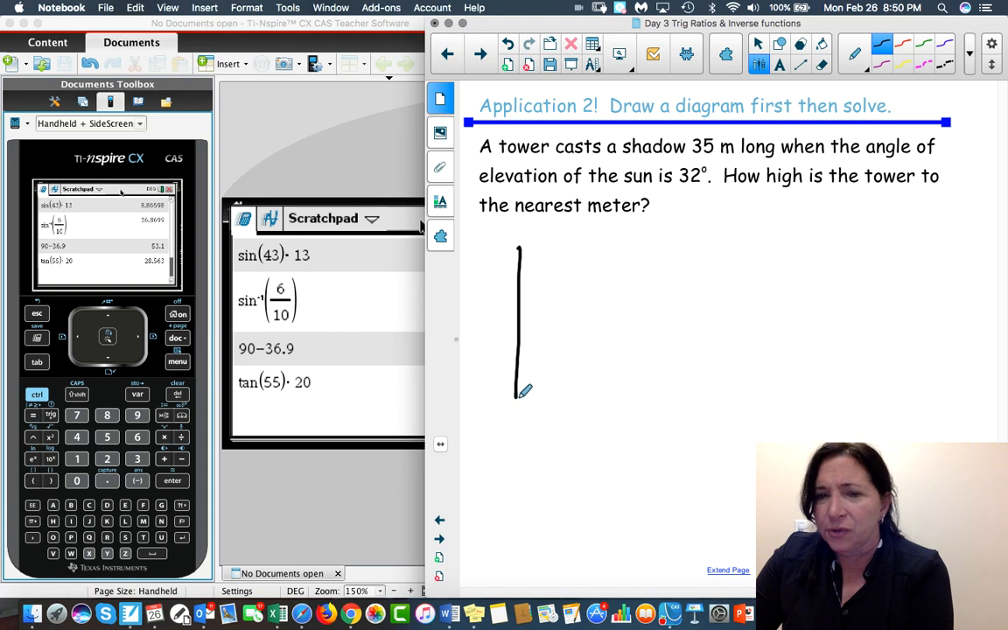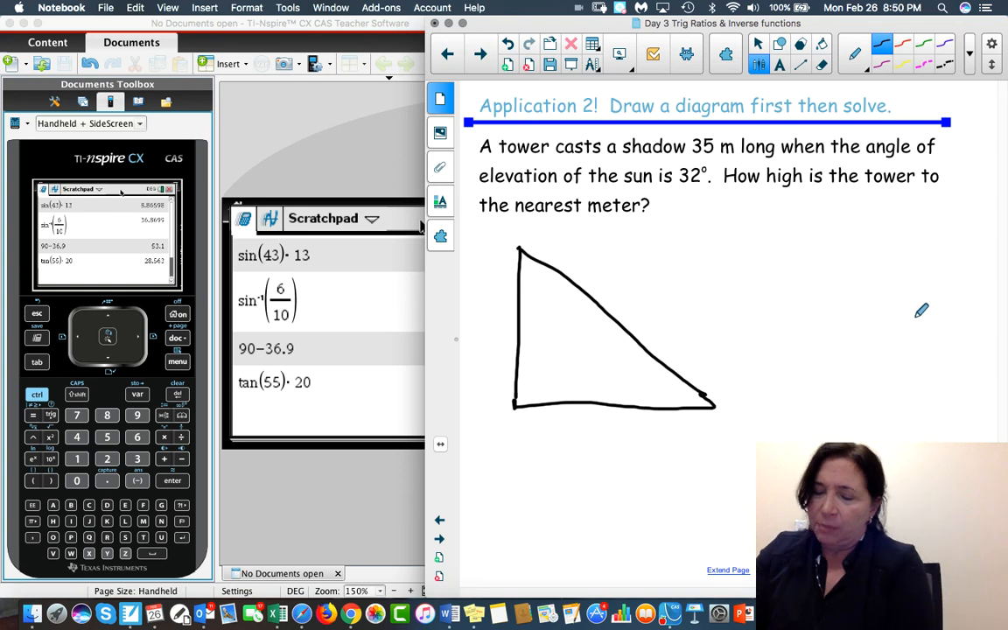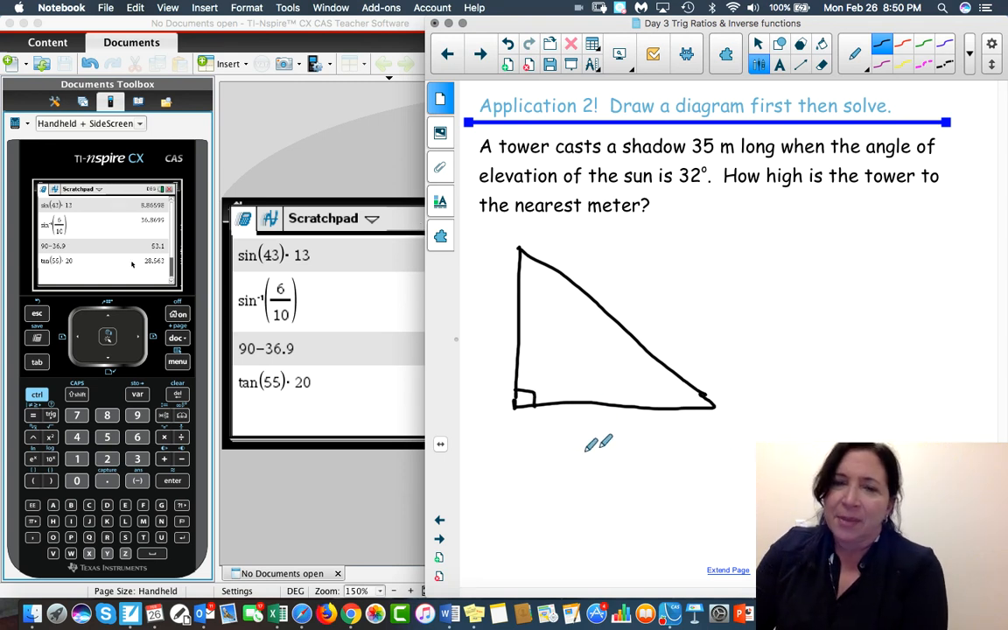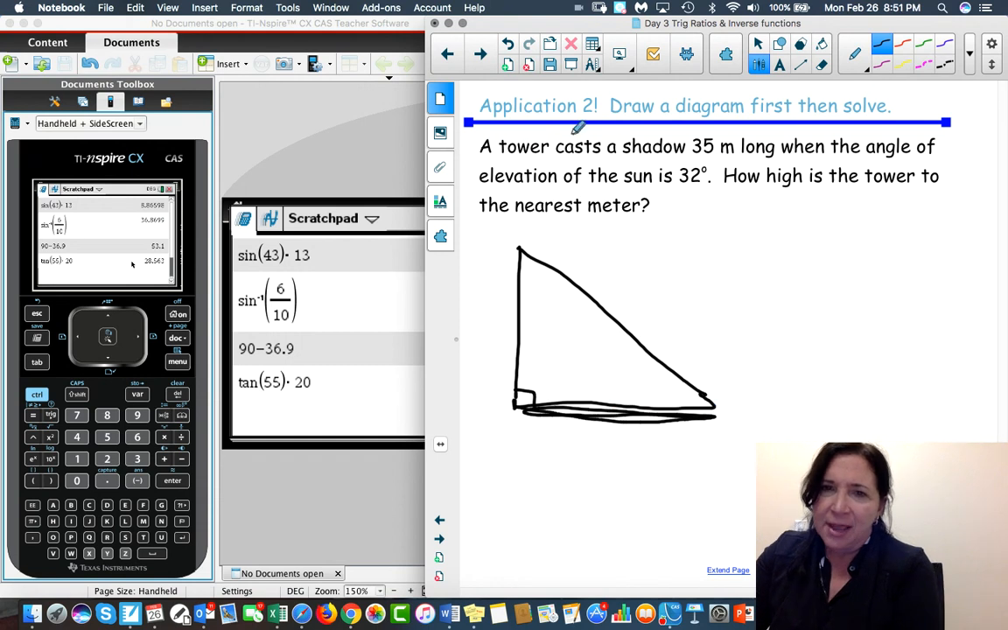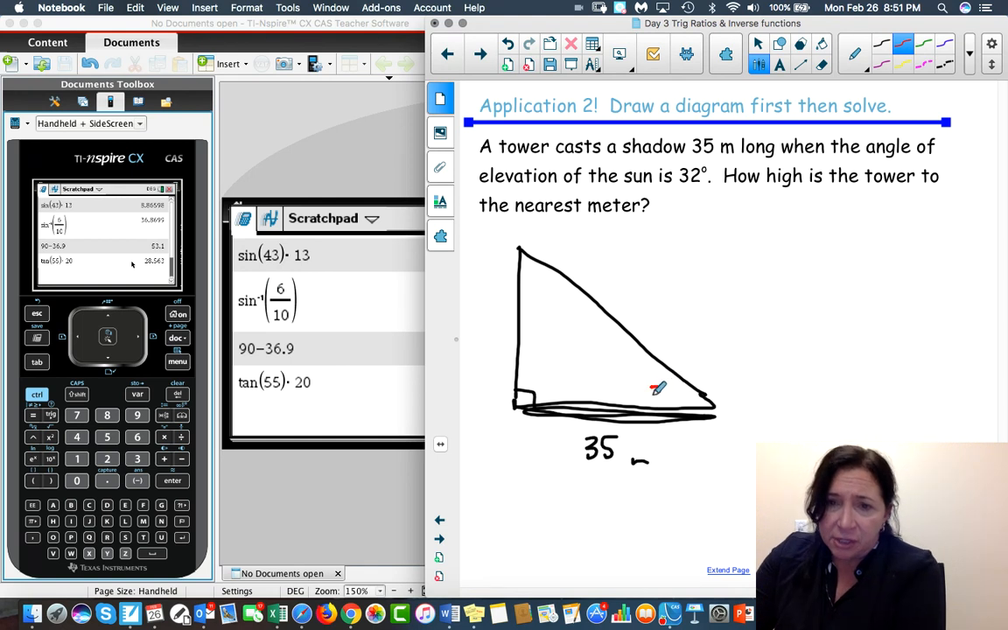It casts a shadow. So shadows, you need to know where a shadow is. A lot of people think this is a shadow. That's not a shadow. Shadows are always on the ground, right? Peter Pan, his shadows are like on the wall, but he's special. Shadows are always on the ground, okay? The tower casts a shadow of 35 meters long, okay? The angle of elevation, that's the angle where you're looking up, that angle of elevation is 32 degrees.